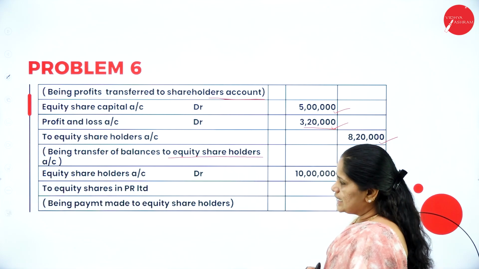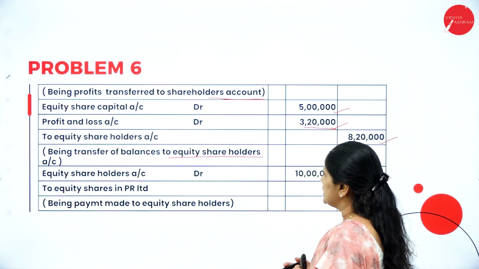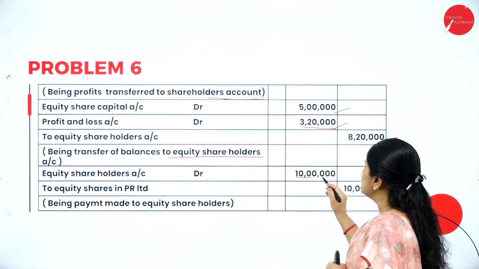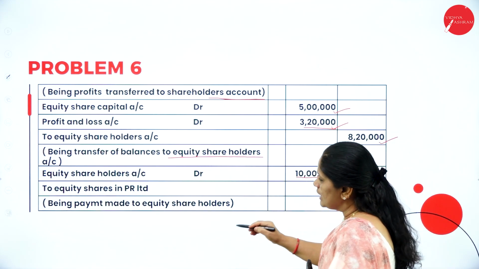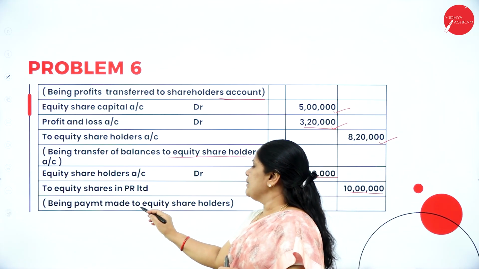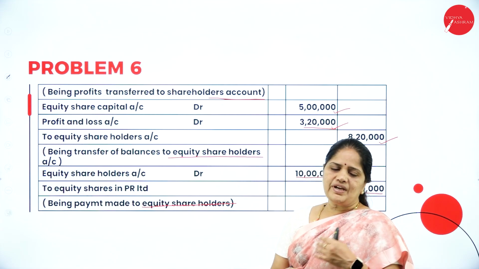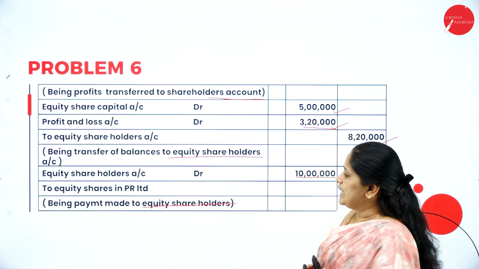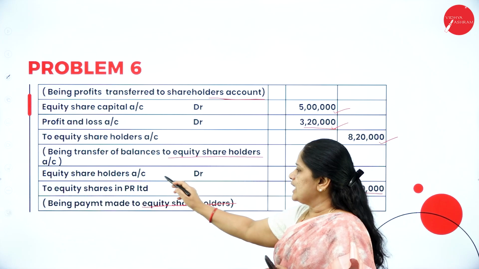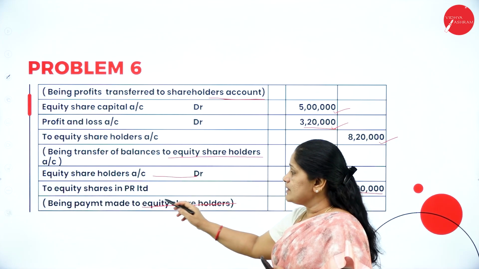Then the last entry will be for payment made to equity shareholders. So equity shareholders account debtor 10 lakhs to equity shares in PR Limited 10 lakhs, being payment made to equity shareholders. So we are passing an entry for payment made. So who is receiving the shares? Equity shareholders are receiving the shares, and what they are receiving?